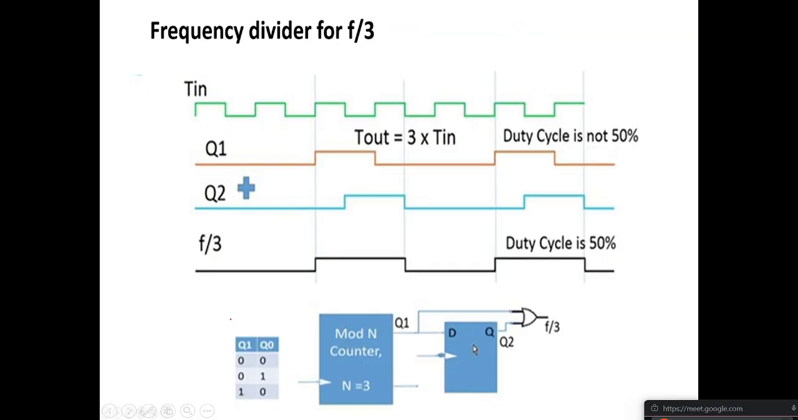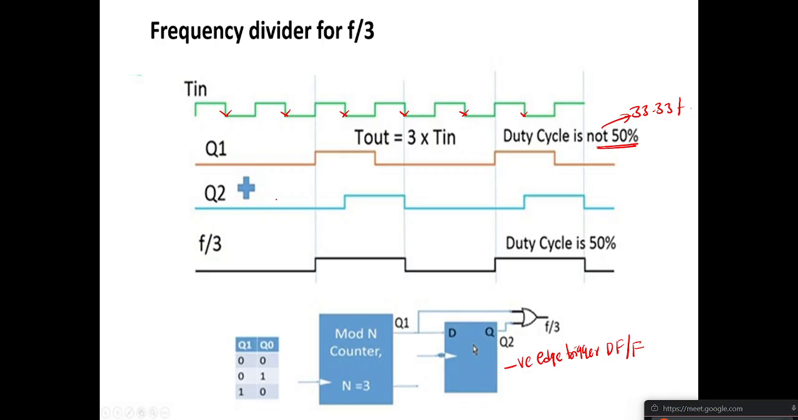To alter that, you use a negative edge triggered D flip flop. See here, this is nothing but Q1, which is not a 50% duty cycle. What duty cycle did you get? 33.33%. And this is the negative edge of the clock.